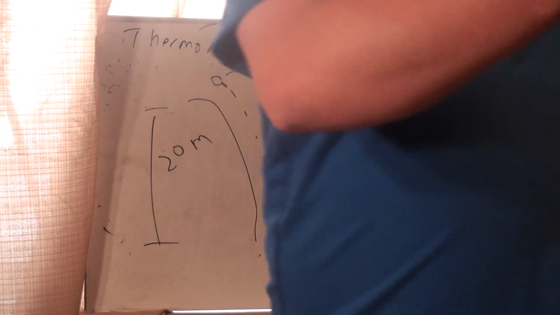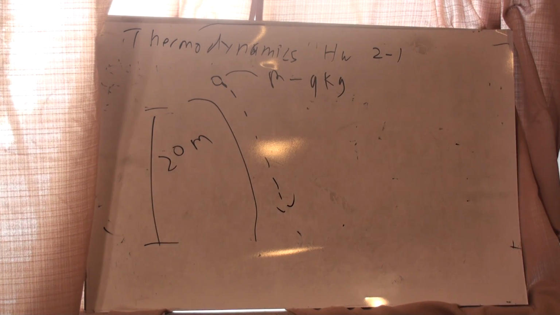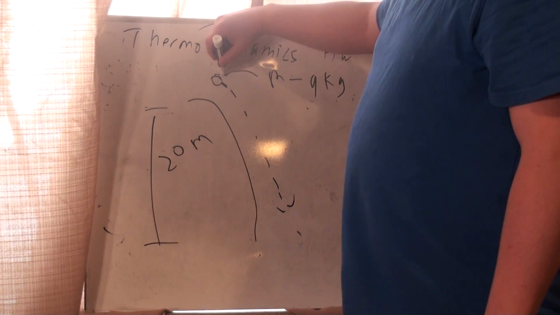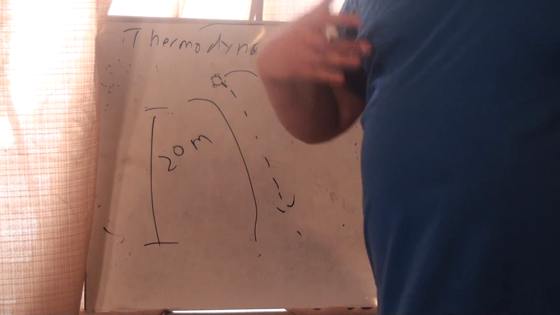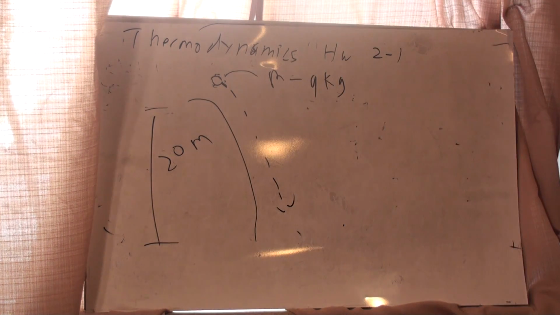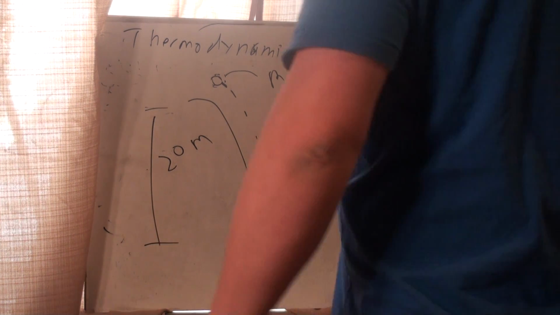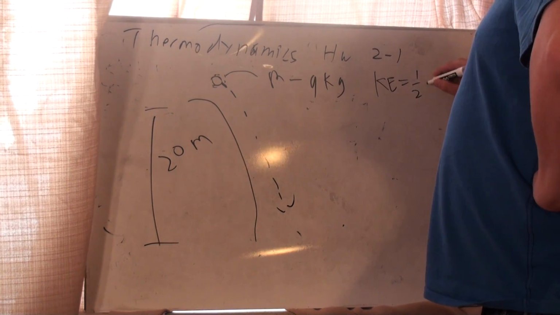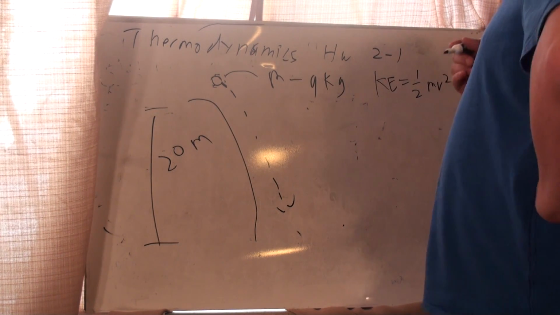Okay, so we always draw a picture. Okay, and our picture in this case is this, and then we draw a boundary. Our boundary is the rock. Okay. So how much kinetic energy is that rock gaining? Okay. Well, kinetic energy is equal to 1/2 mv squared.